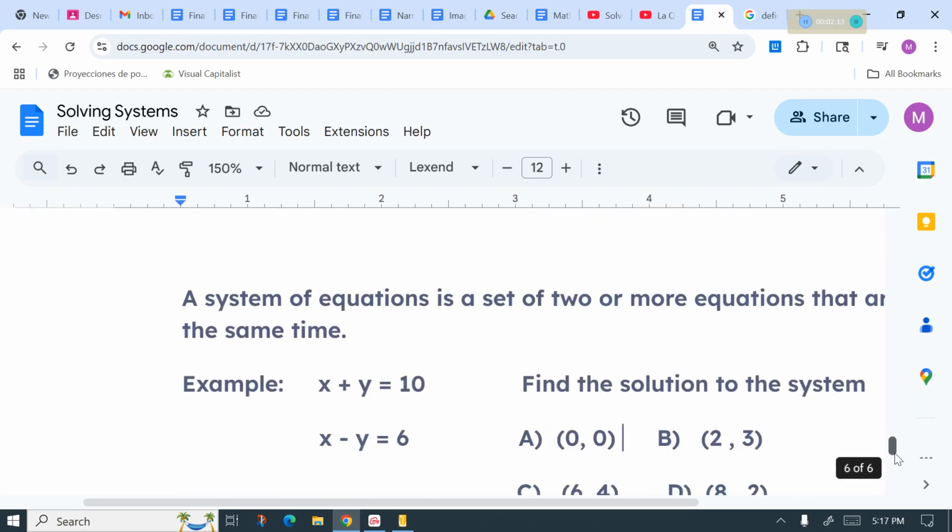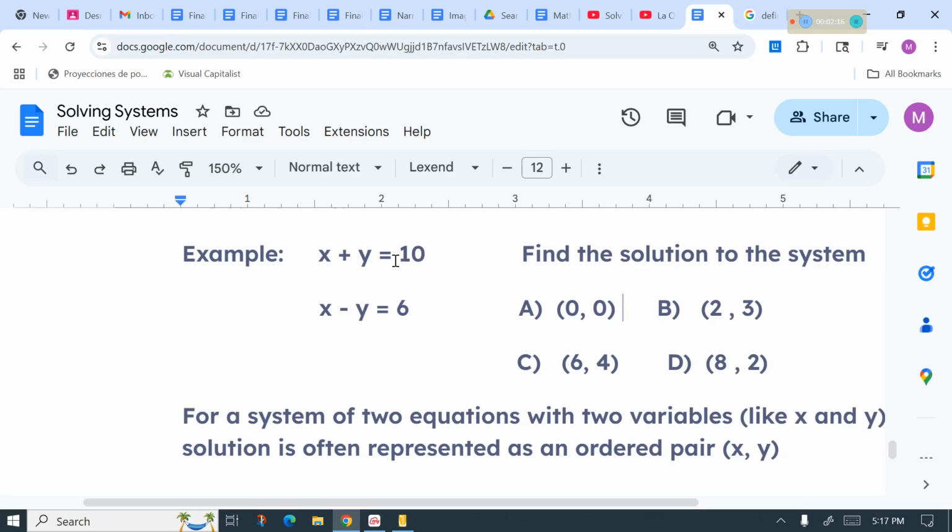Can 2 and 3 be a solution to this system? Well, 2 plus 3 is 5. It's not 10. So B can also not be a solution. So both A and B have been thrown out. We can eliminate those two. That can't possibly be the answer.